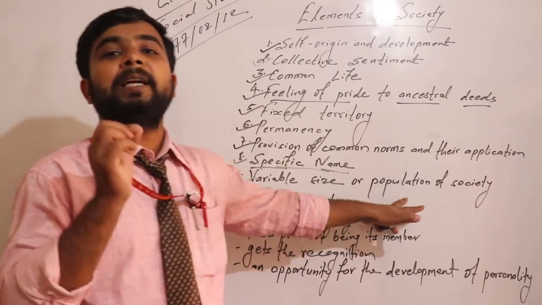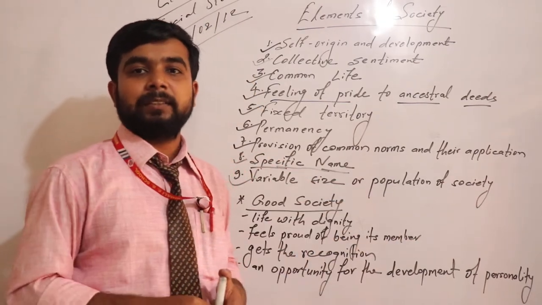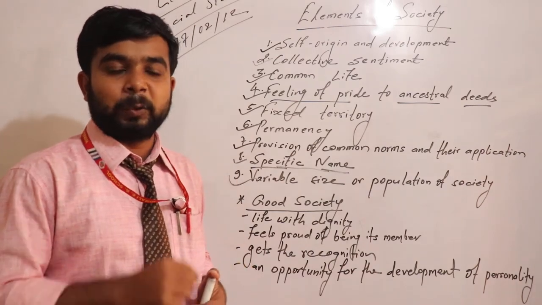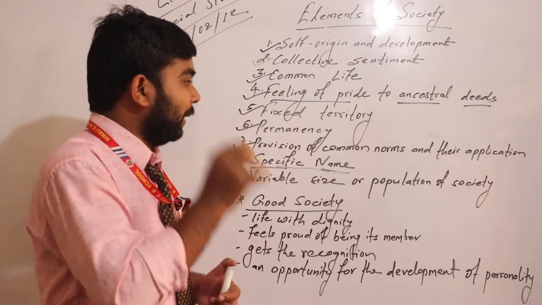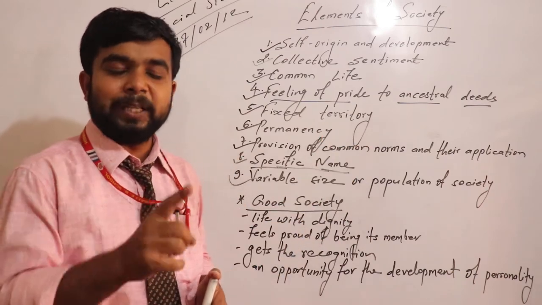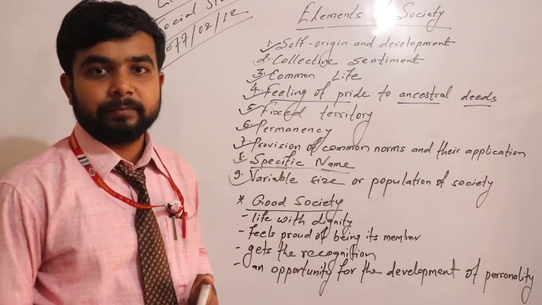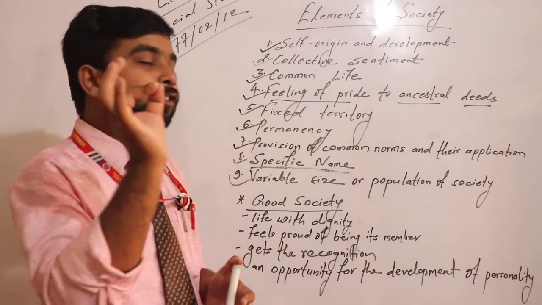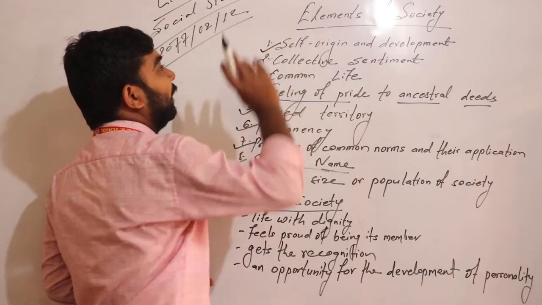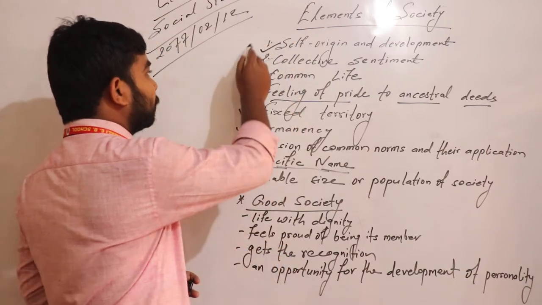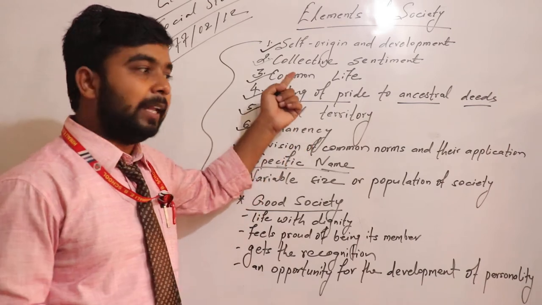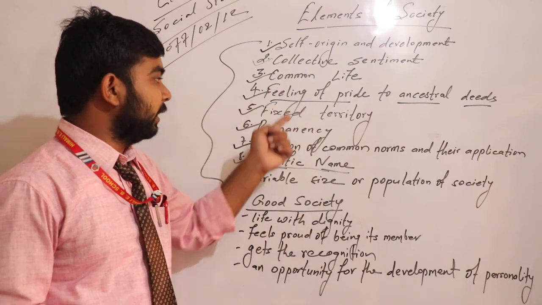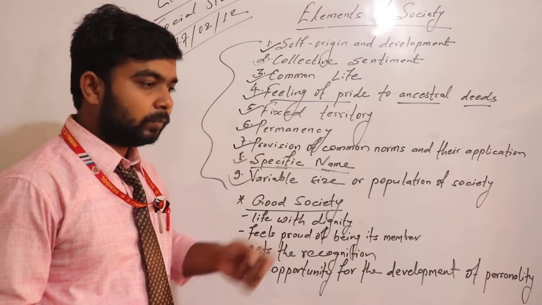And there should be the feeling of love and respect to each and every member of that place, of that society. There should be the feeling of sympathy and empathy. That is the ideal population of society. So it is also one of the elements of society. So dear students, these are the elements, or the components, of society.